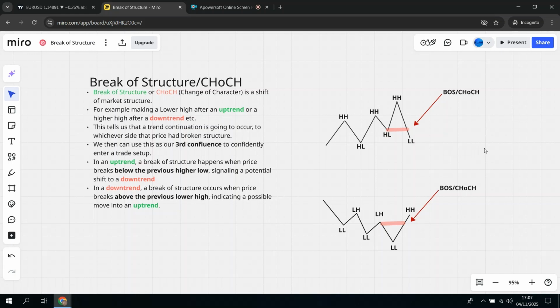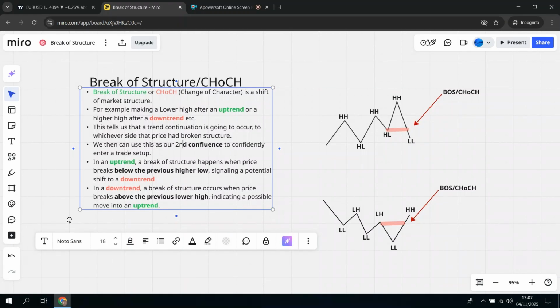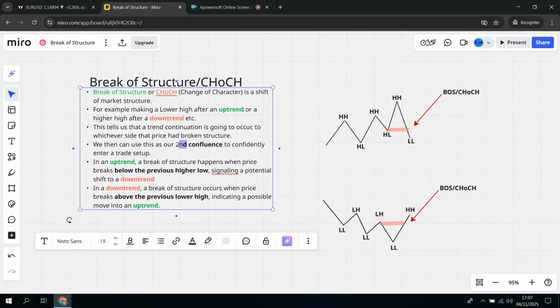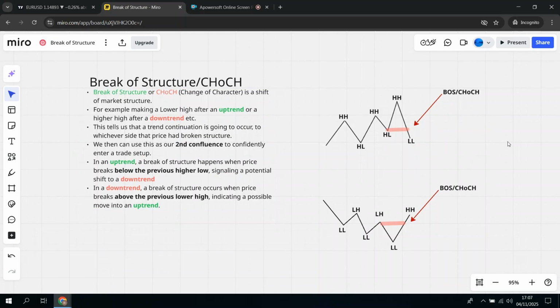So obviously the first one being liquidity sweep. Liquidity sweep, breaker structure, which would be the second. Let's make that bold. So obviously, liquidity sweep comes first before anything, then breaker structure, then a fair value gap. You can actually add other things in like equilibrium, but I don't tend to use that.